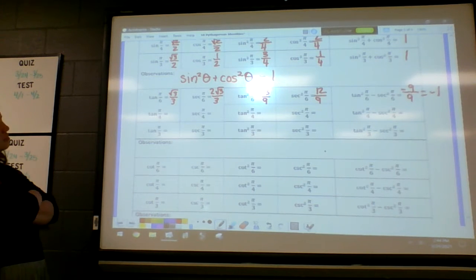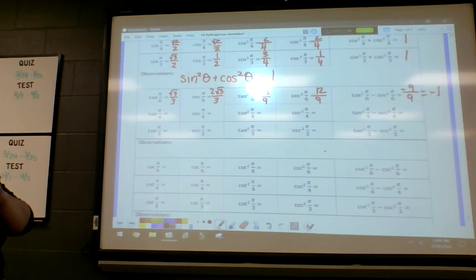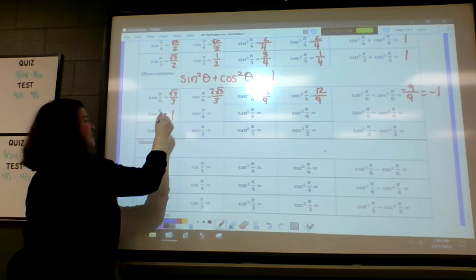So the square root of 2, the square root of 2 divided by 2 over the square root of 2 divided by 2 is 1, right? Yes.